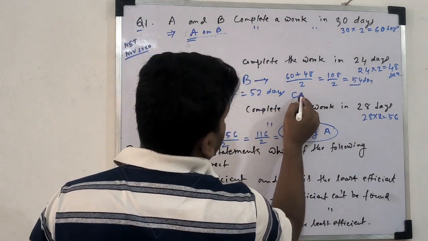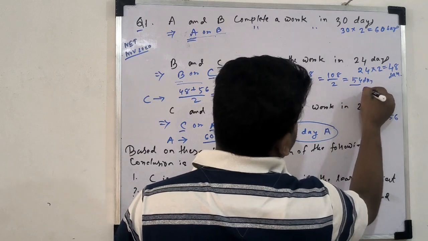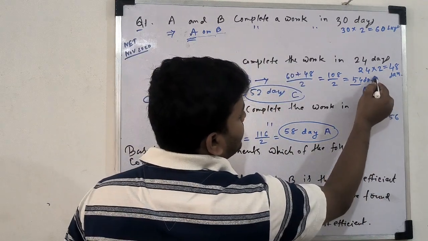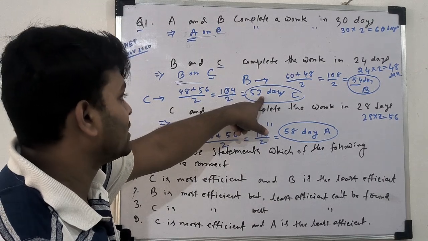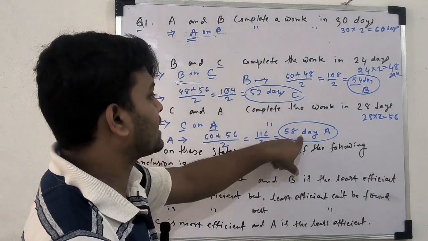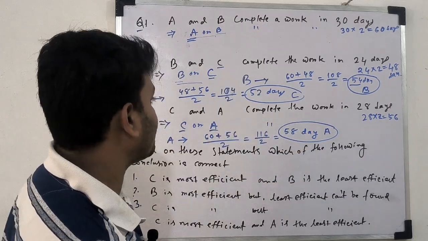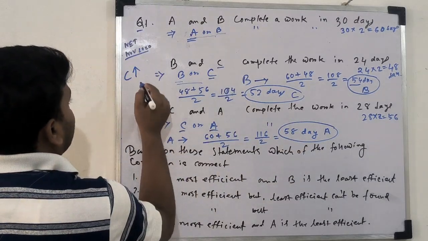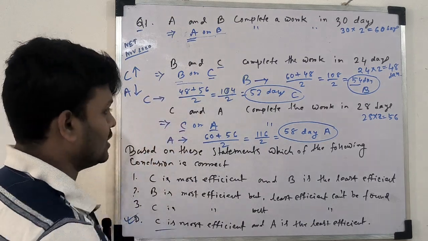So we get, if A does the job alone, it takes 58 days. If C does the job, it takes 52 days. And if B does the job alone, it takes 54 days. So C takes the fewest days, so C is the most efficient. And A takes 58 days, which is more days, so A is the least efficient. So C is the most efficient and A is the least efficient. So this option is the correct option. Okay? So D is the correct option.